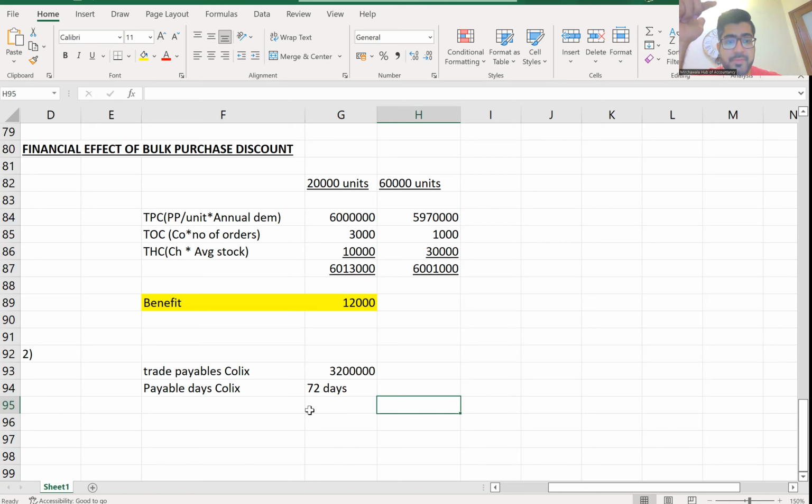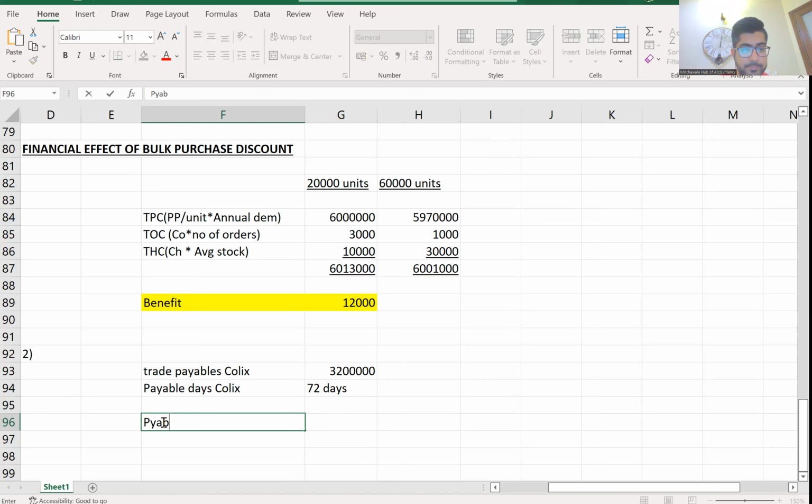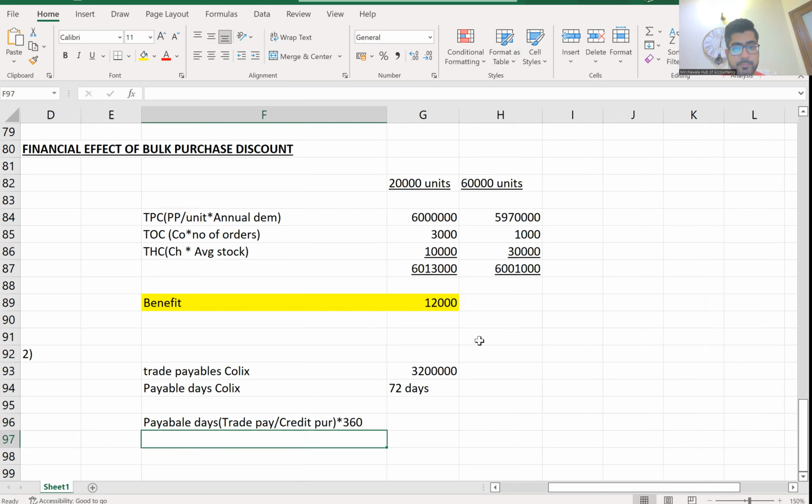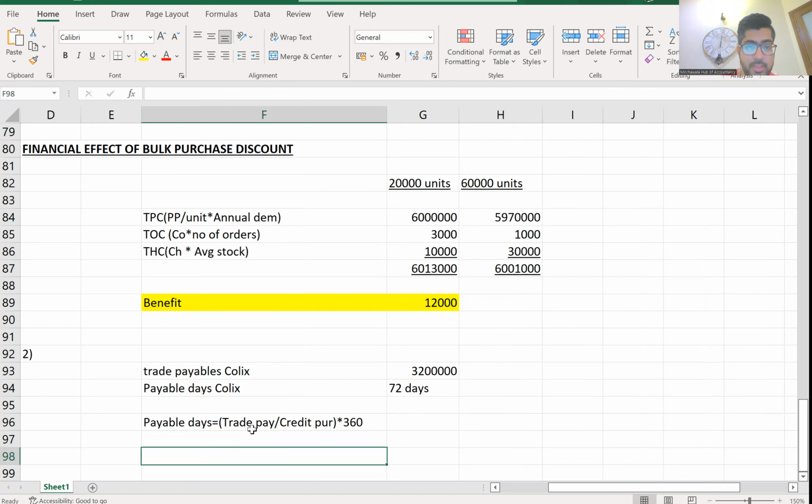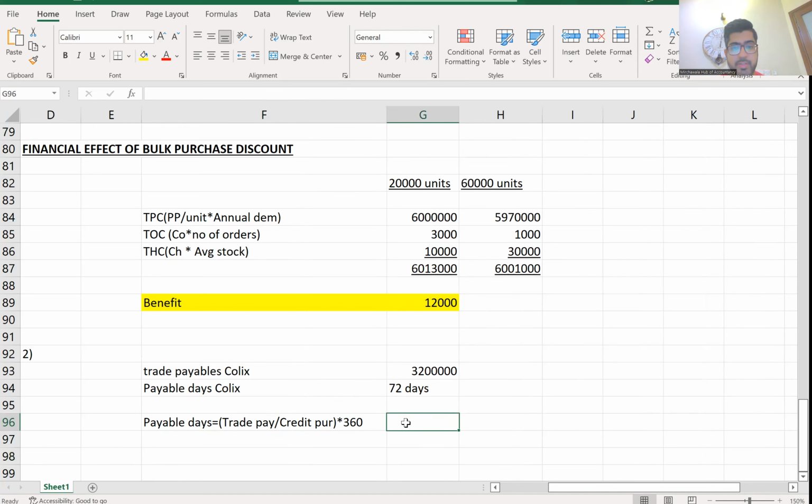Now, whenever you have payables and payable days, okay, remember the formula of payable days. The formula of payable days is trade payables divided by credit purchases or cost of goods sold into 360, right? The formula of payable days is trade payable divided by credit purchase into 360. Now you have the payable days 72, and you have the trade payables 3,200,000. You can simply rearrange this formula to get credit purchases.